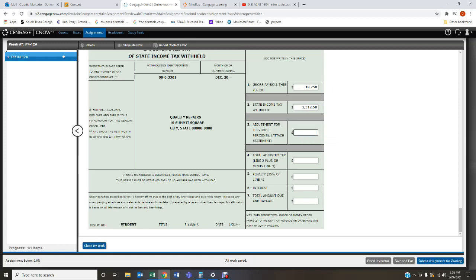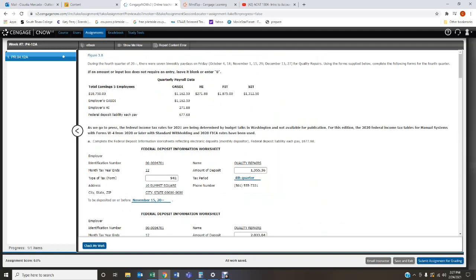Adjustments from prior periods, we don't have any information for adjustments, so that's a 0. Now total adjusted tax, it's line 2 plus line 3. So that means it's $1312.50. Penalties, the problem doesn't state anything about penalties, doesn't state anything about interest. So then the total amount due and payable is $1312.50 for my state income tax. So that is how we fill out the form. Very simple. It's just a matter of reading what information you're needing to transfer from what was provided in the problem.